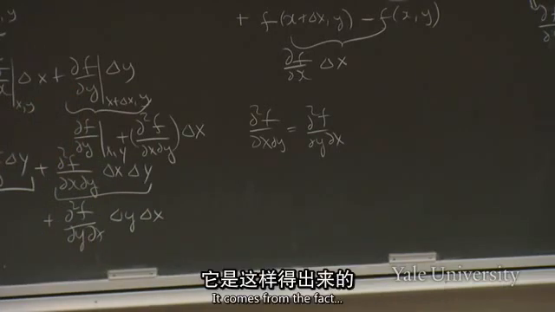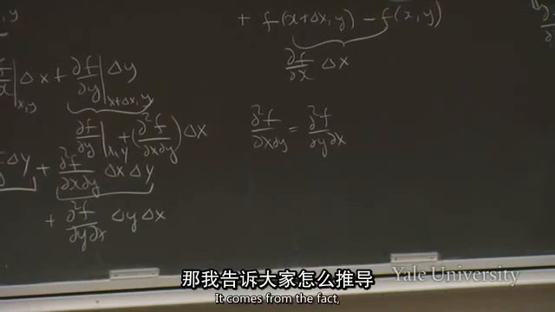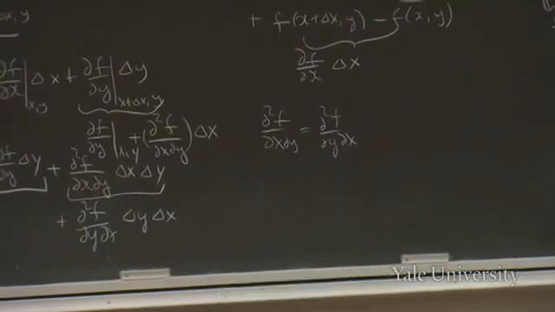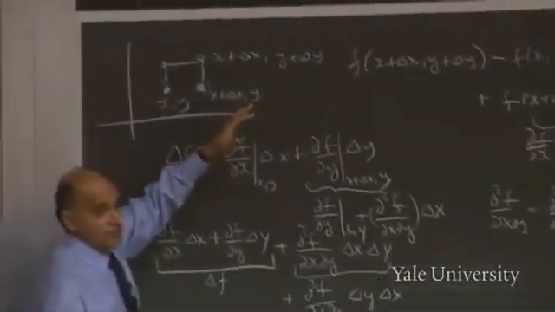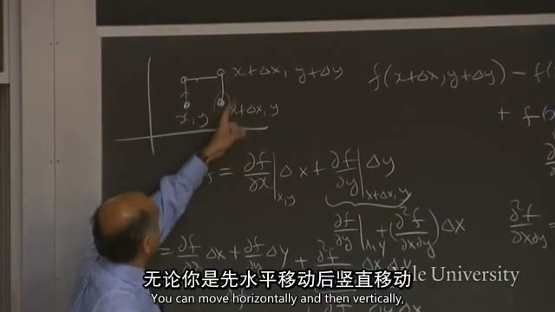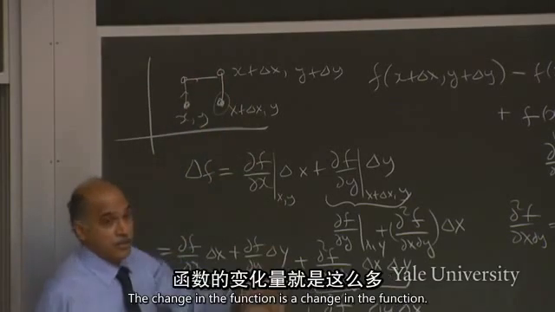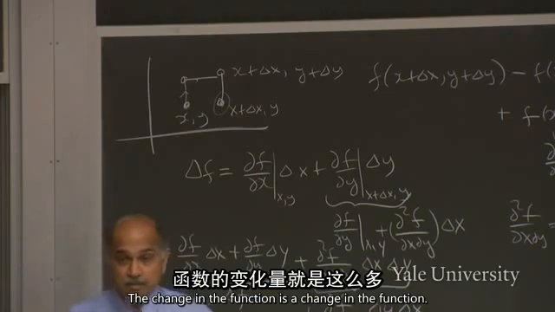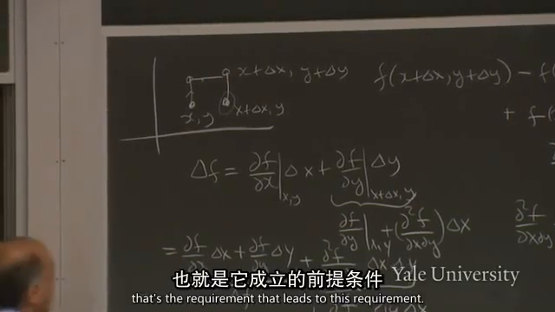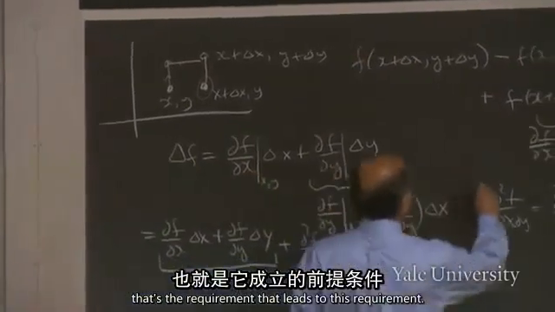It comes from the fact, if you say, where is that result coming from? It comes from the fact, if you start at some point and you go to another point and you ask for the change of the function, the change is accumulating as you move. You can move horizontally and then vertically, or you can move vertically and then horizontally. The change of the function is a change of the function. You've got to get the same answer both ways. That's the reason, that's the requirement that leads to this requirement.